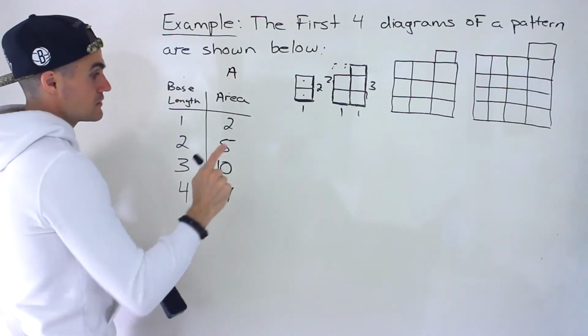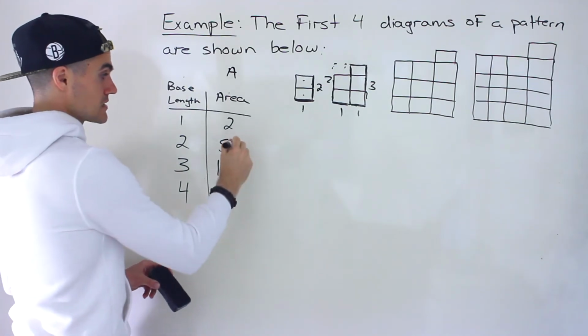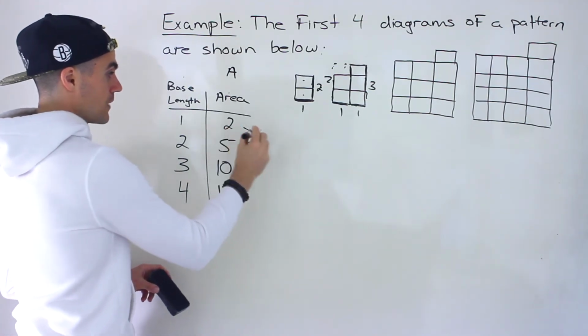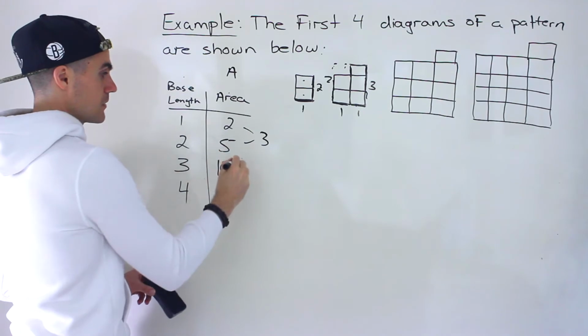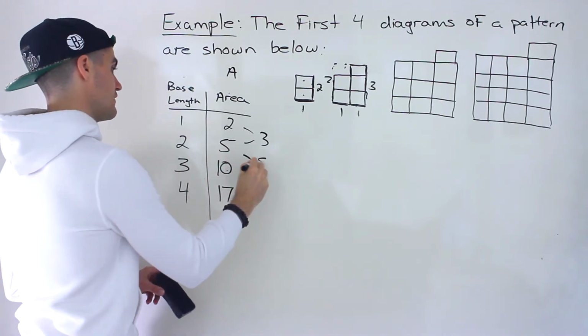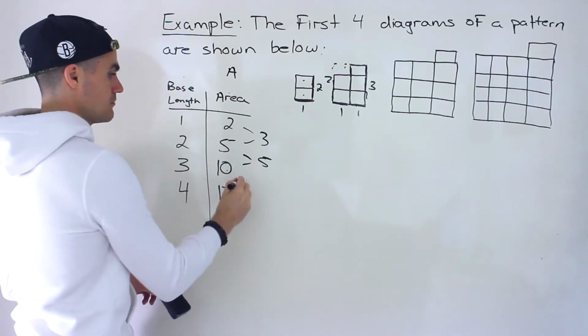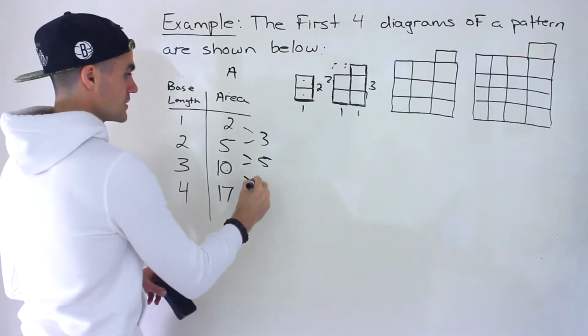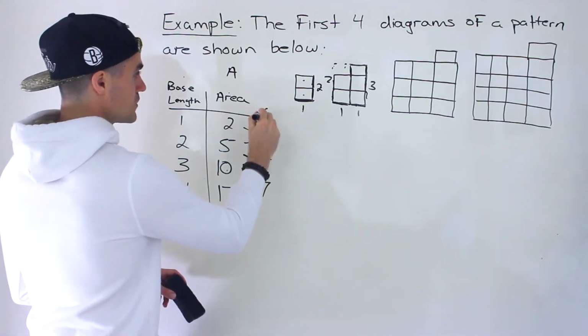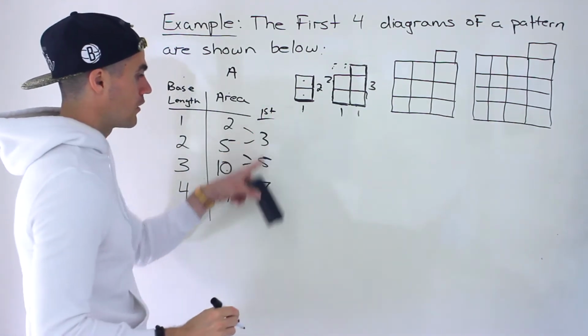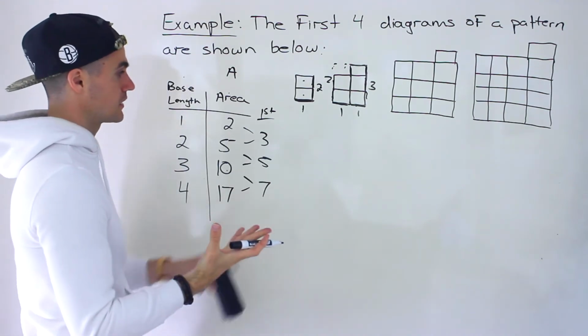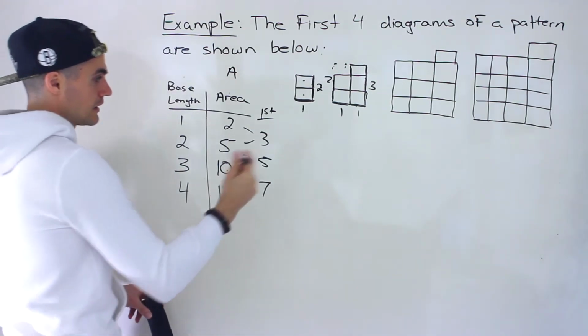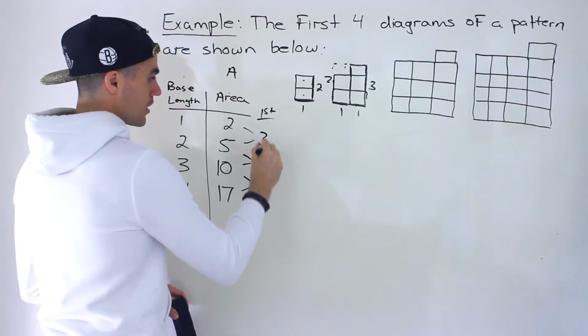So calculating the finite differences, remember, it's the bottom minus the top. So over here, we'll do 5 minus 2, which is 3. Then we'll do 10 minus 5, which is 5. And then we'll do 17 minus 10, which would give us 7. So notice that the first differences are not constant, so we're not dealing with a linear relation. Let's take the second differences, same thing, bottom minus top.